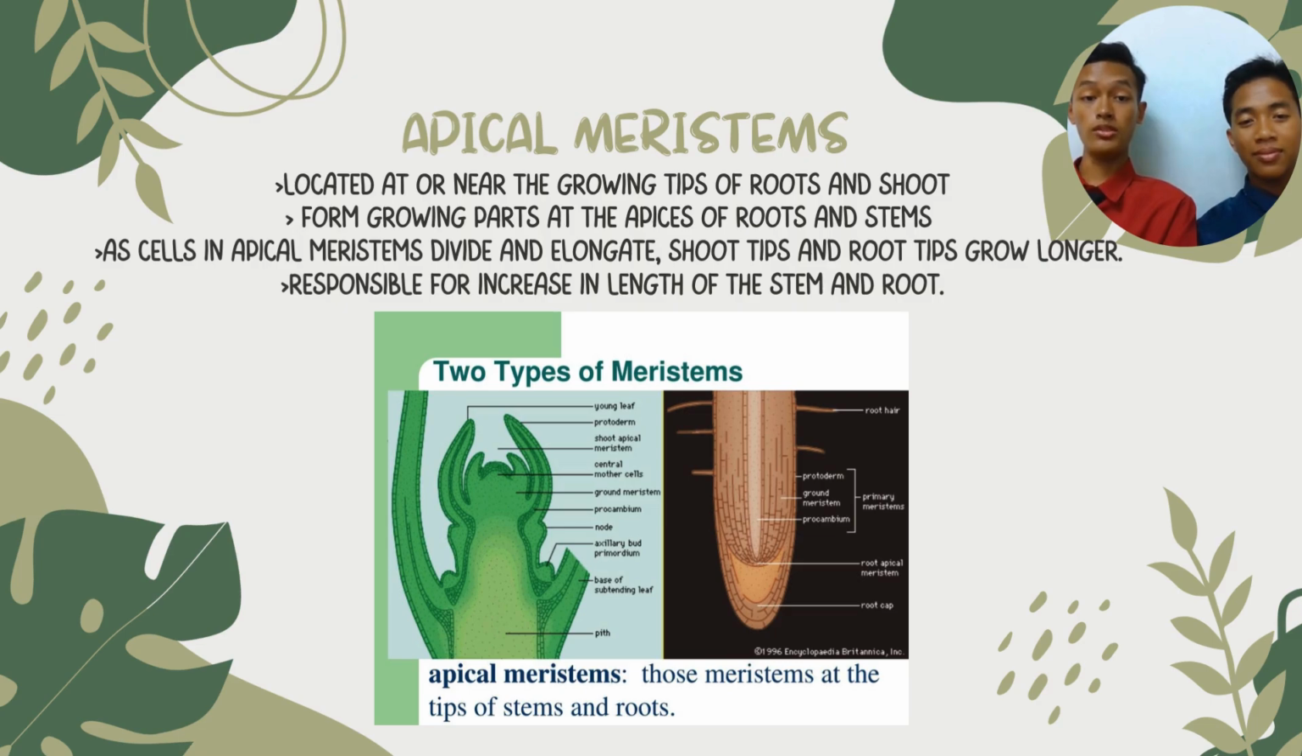Firstly, apical meristem. It is located at or near the growing tips of root and shoot. Form growing parts of the apicals of root and stem. A cell in apical meristem divides and elongates, shoot tips and root tips grow longer, responsible for increase in length of the stem and root.